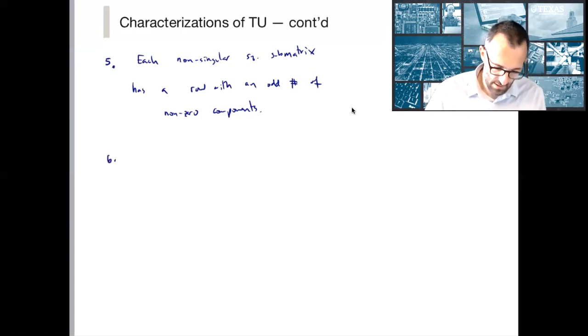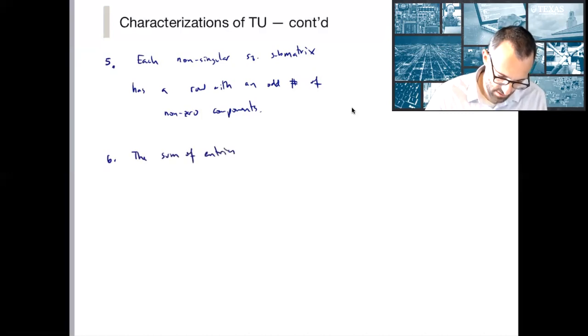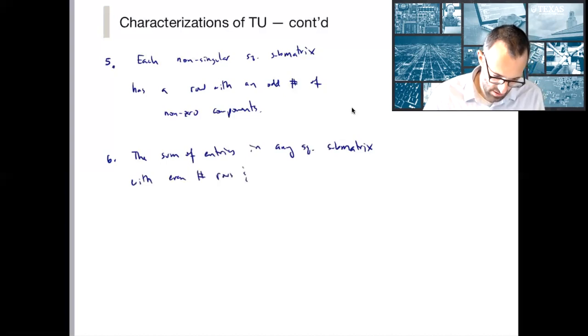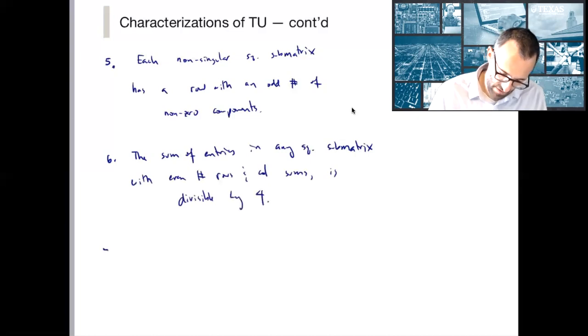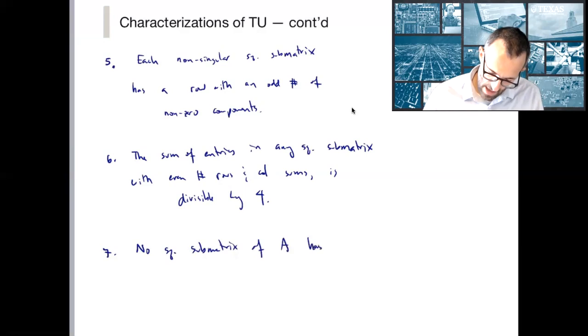6 is that the sum of entries in any square submatrix with an even number of rows and column sums is divisible by 4. And finally, no square submatrix of A has determinant plus or minus 2.